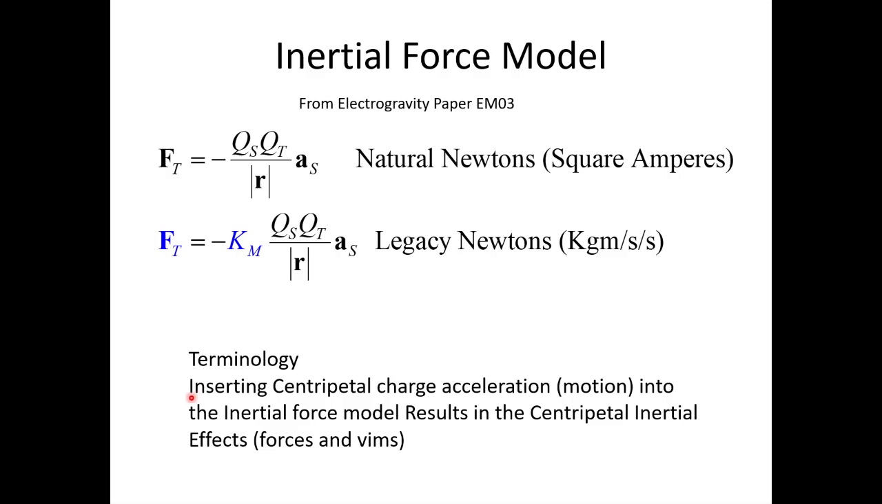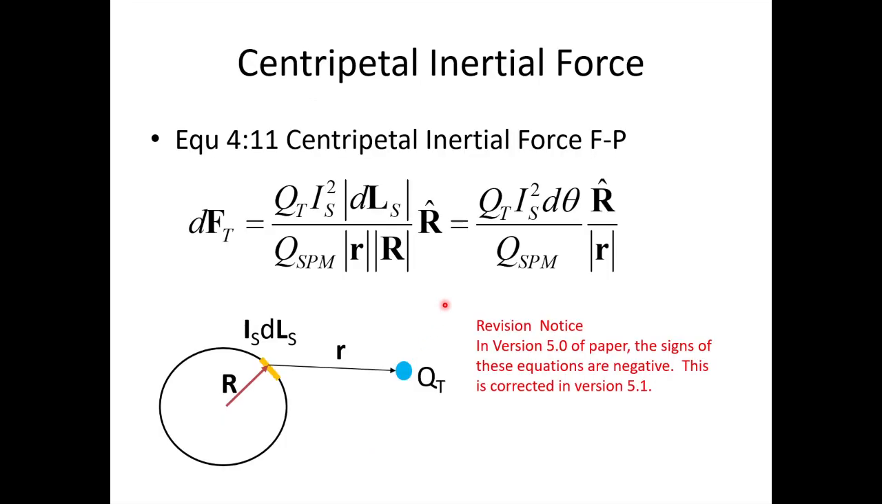So our terminology: when you insert centripetal charge acceleration into the inertial force model, this results in the centripetal inertial effects, and there are forces and there are VIMs. VIM is a new word for EMF. So inserting that equation into here reduces this. Now, again, we're carrying along the circular version, but this is the general form right here. Okay, this is equation 4.11 in the paper, and this is the effect of a fragment on the source loop onto a target charge somewhere else. This is the fragment to point effect, centripetal inertial force fragment to point.